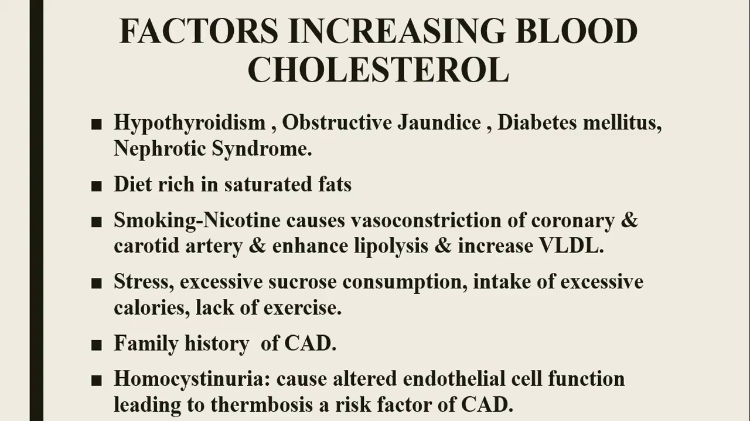Hypothyroidism decreases the synthesis of the enzyme 7-hydroxylase. 7-hydroxylase actually converts cholesterol into bile acids. So if cholesterol is not converted into bile acids, there is decreased excretion of cholesterol. In obstructive jaundice, there is impaired excretion of cholesterol through bile, which leads to accumulation of plasma cholesterol. Diabetes mellitus also increases the availability of acetyl-CoA, which is the precursor for cholesterol synthesis.